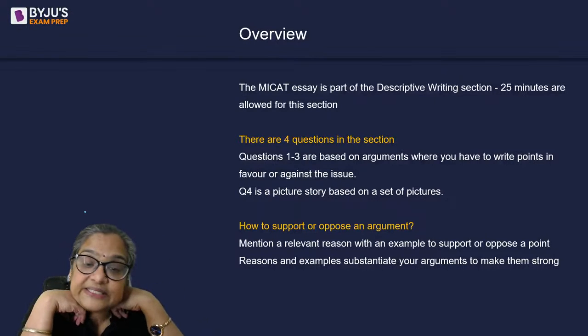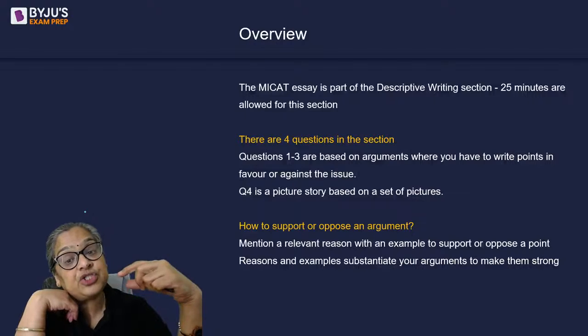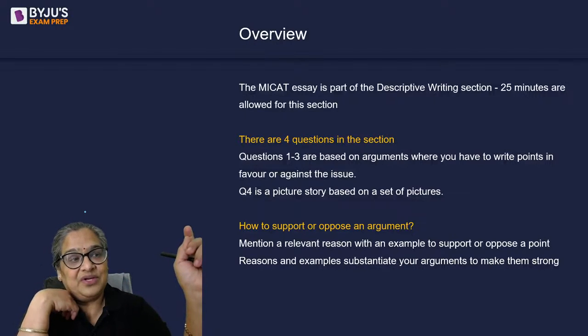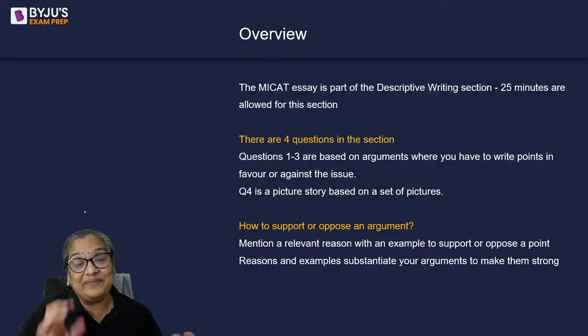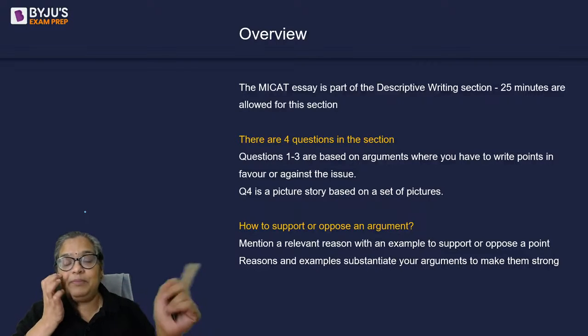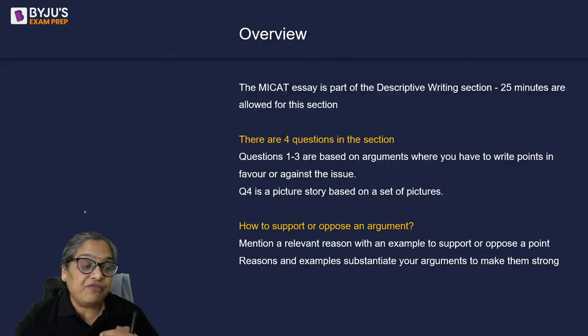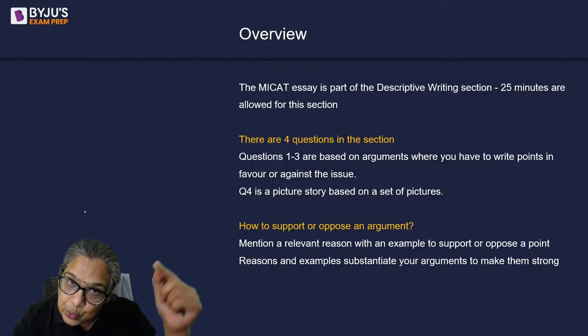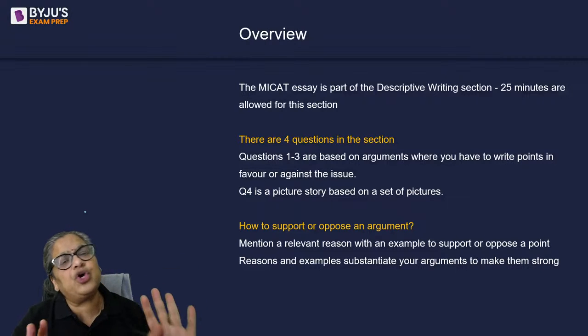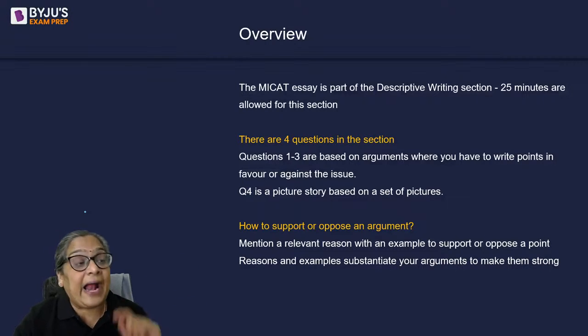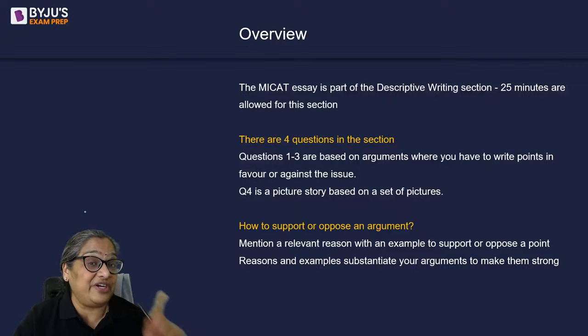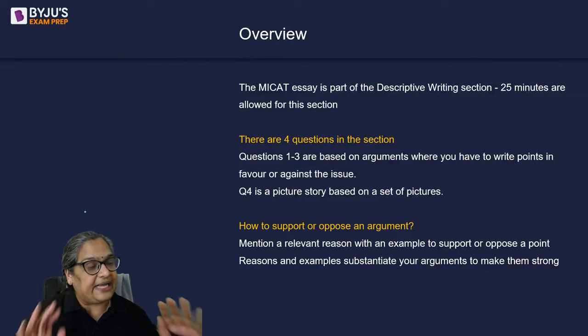Question 4 is a picture story based on a set of pictures. They give you 4 pictures, labeled 1, 2, 3, 4 or A, B, C, D. First, they'll ask you to have a sequence. You can make your own sequence for the pictures and have a story which is relevant to them. All right. So that is what the test looks like.